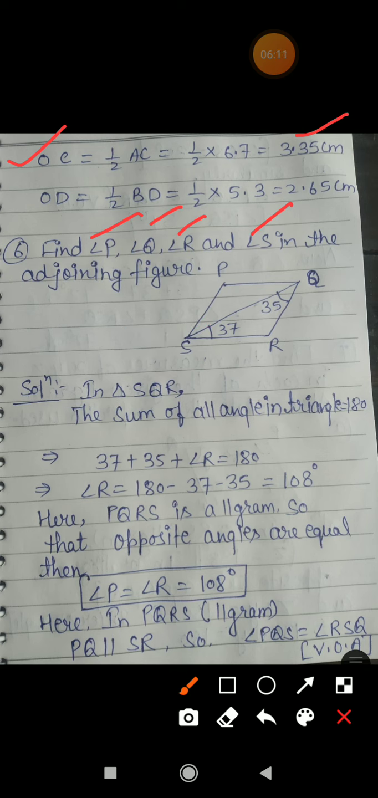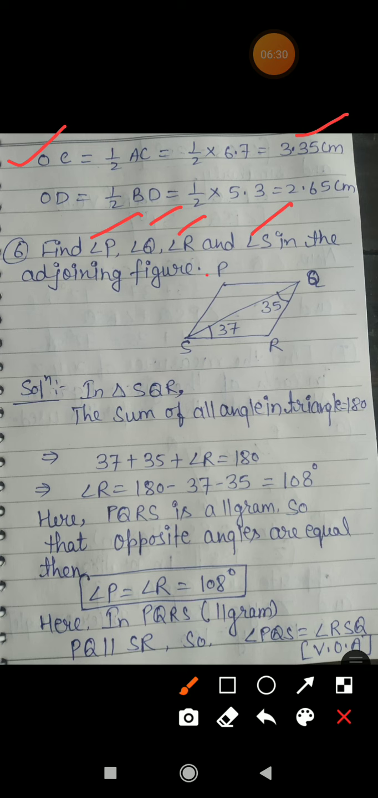So we have to use the conditions of a parallelogram, and before explaining this, I have to recall some properties of a parallelogram. In a parallelogram, opposite angles are equal, and opposite sides are also equal.